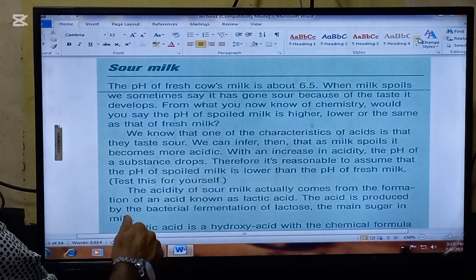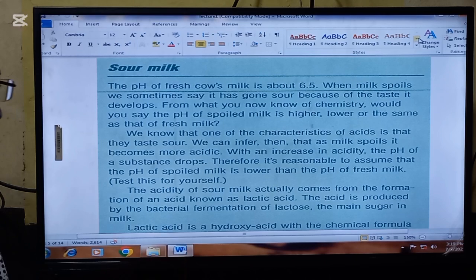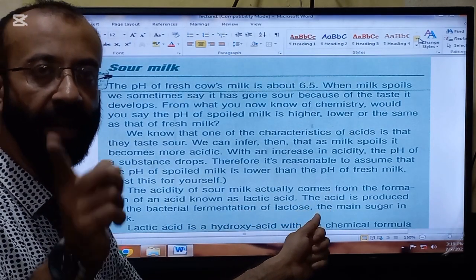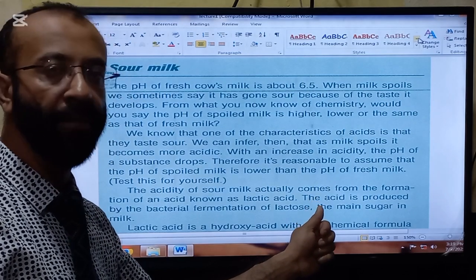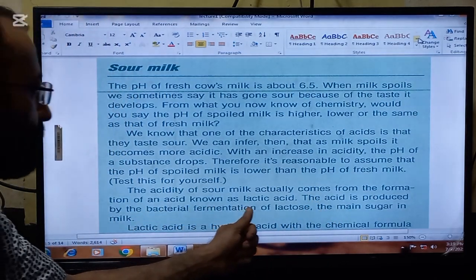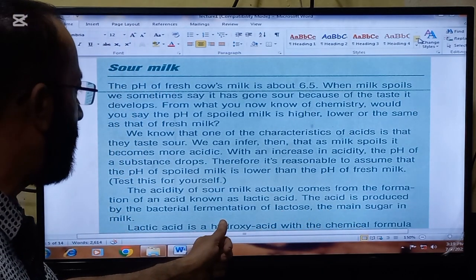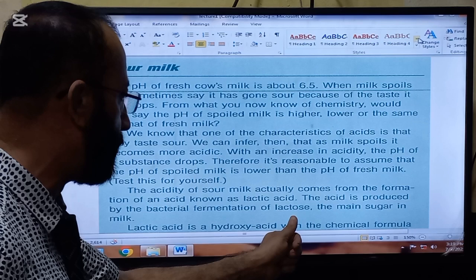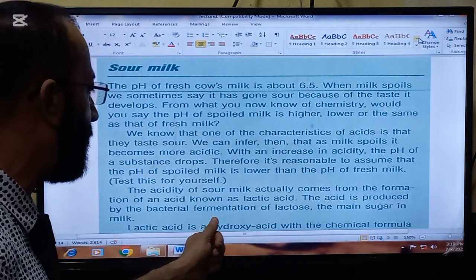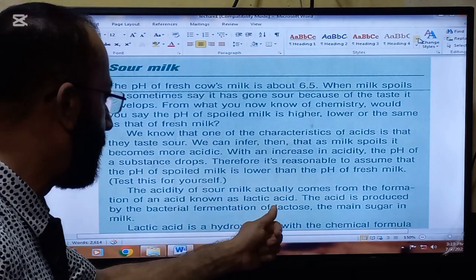Test this for yourself. The acidity of sour milk actually comes from the formation of an acid known as lactic acid. So this is the reason why milk gets sour. Milk gets sour because of the formation of lactic acid in the milk. The acid is produced by the bacterial fermentation of lactose. So this bacterial fermentation is responsible for forming lactic acid in the milk.